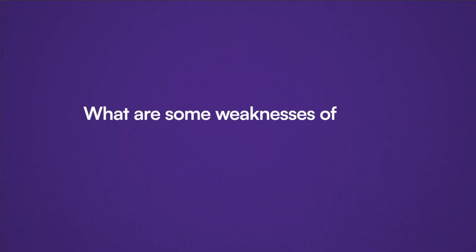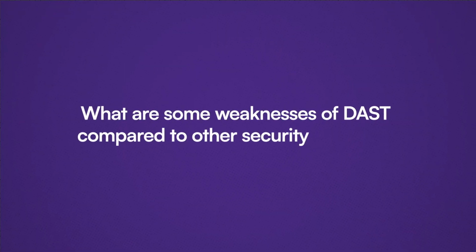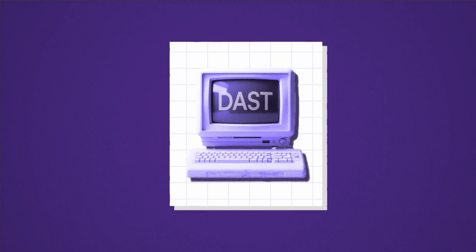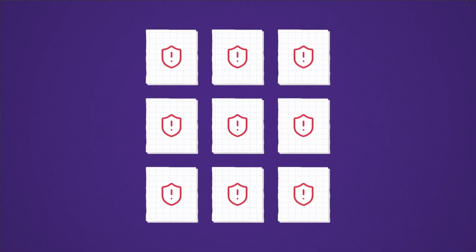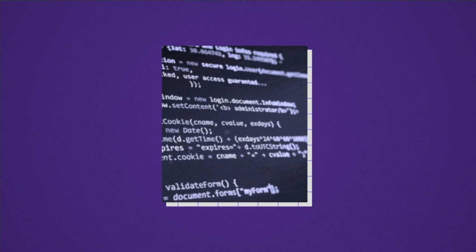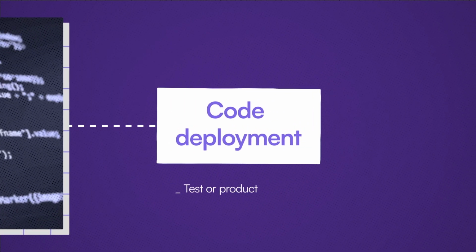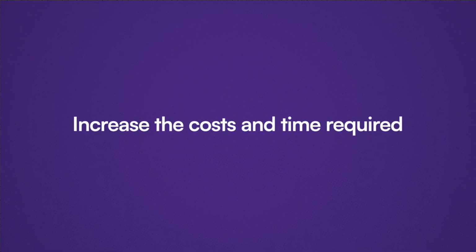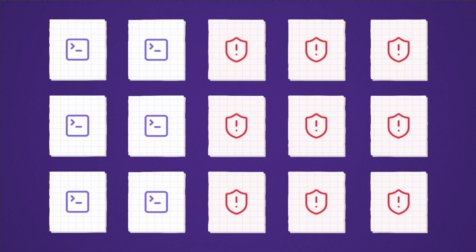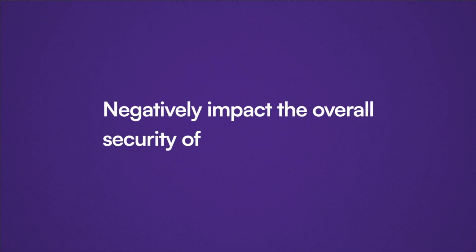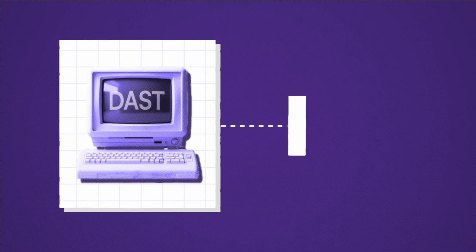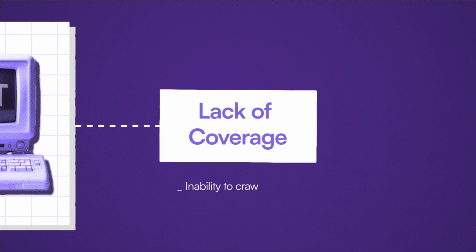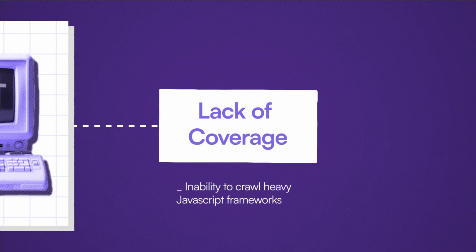What are some weaknesses of DAST compared to other security methods? DAST is performed later in the development process, meaning vulnerabilities may not be identified until after the code has been deployed to a test or production environment. This can increase the costs and time required to remediate vulnerabilities, as well as negatively impact the overall security of the application. Dynamic analysis is prone to lack of coverage because of its inability to crawl heavy JavaScript frameworks.